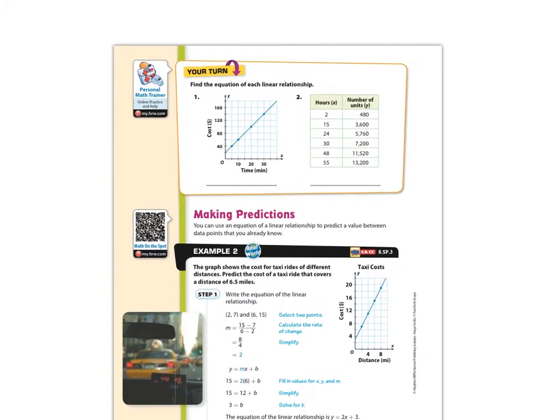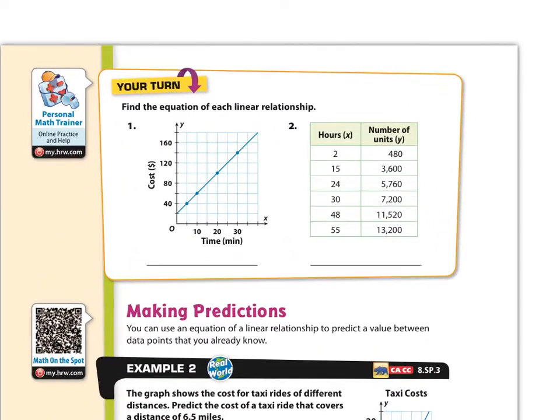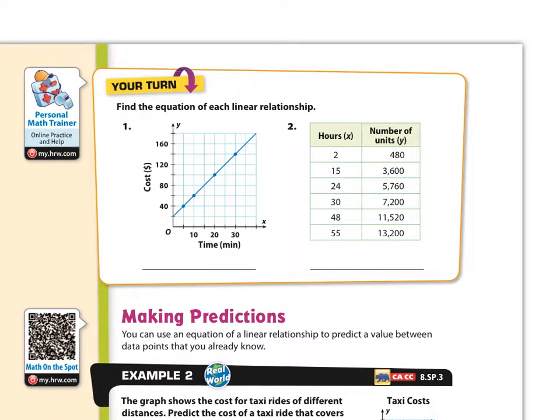And we have these your turns. Find the equation of each linear relationship. So if you recall, we need to write this in the form of y equals mx plus b. And we have to find the slope and the y-intercept so we can plug in those numbers and then write our equation. So from a graph, remember that we're going to find 2 points.